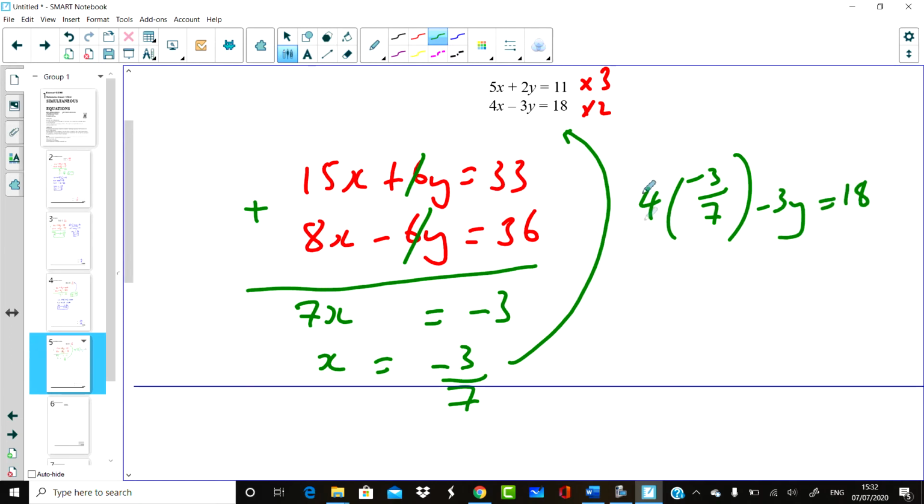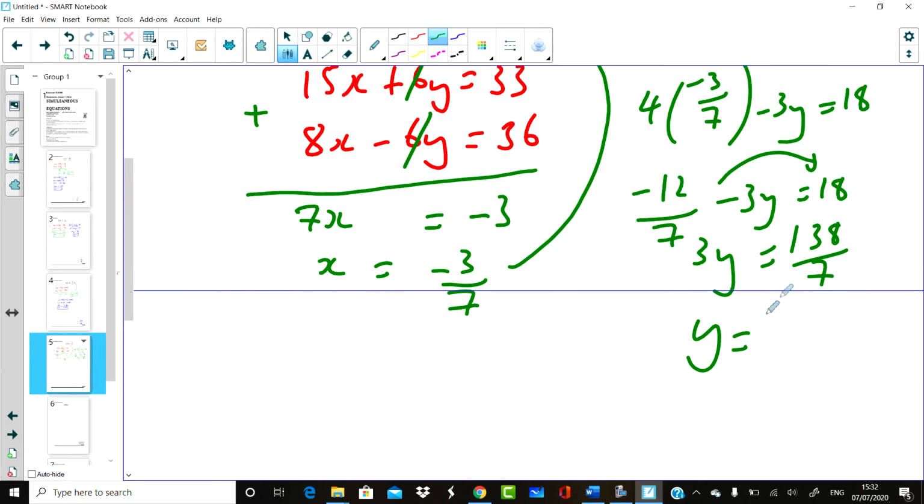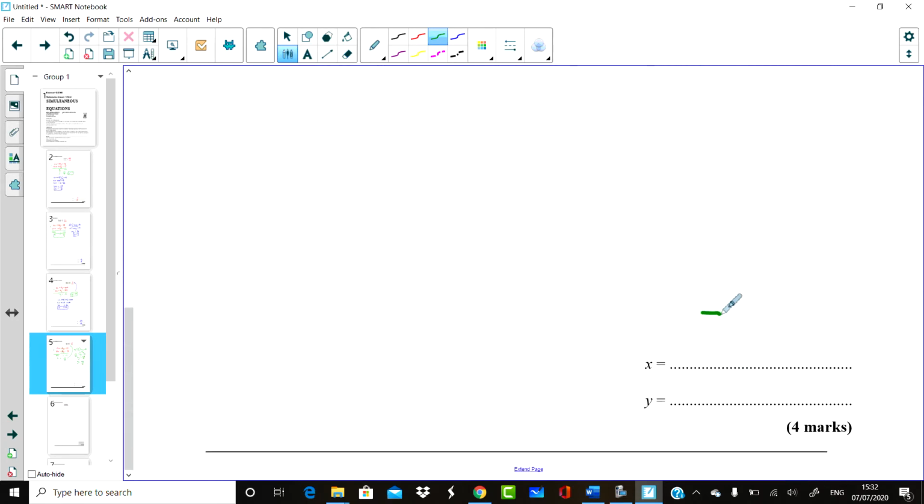Now we can work out what y is. We have negative 12 over 7, take away 3y is 18. This is negative 12 over 7, so if we take it to the right side, we have plus 12 over 7. So 18 plus 12 over 7 gives 138 divided by 7. If we divide both sides by 3, we end up with 46 over 7. And those are our 2 answers: x is negative 3 over 7, and y is 46 over 7.